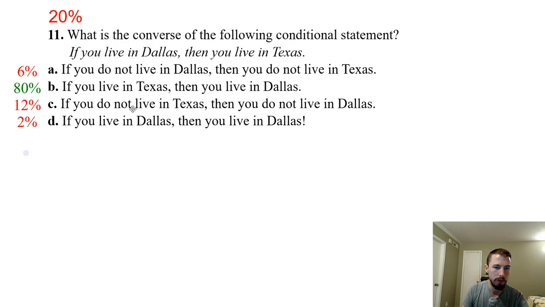C would be if you do not live in Texas, then you do not live in Dallas. That would actually be the contrapositive because we're switching the order and negating it. And on this one, if you do not live in Dallas, then you do not live in Texas, that would be the inverse. So you mix up the inverse and the converse if you thought it was A.